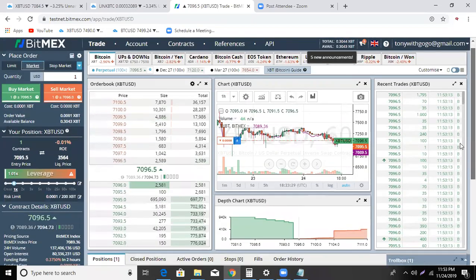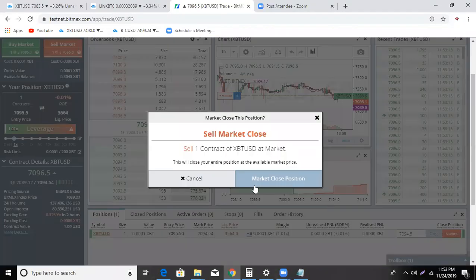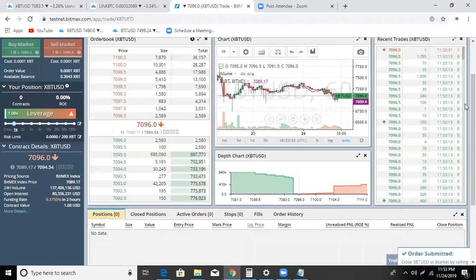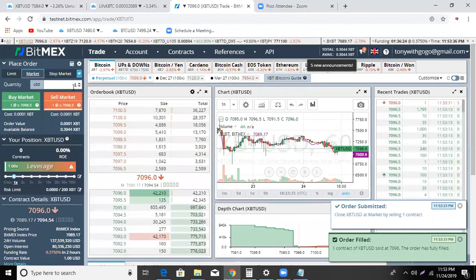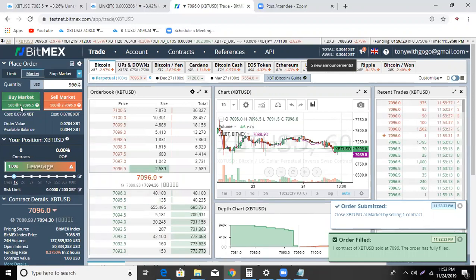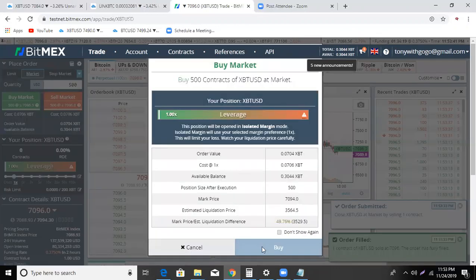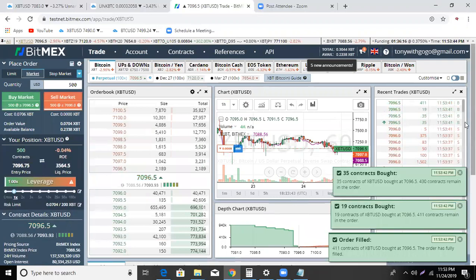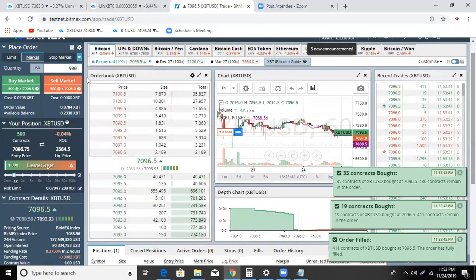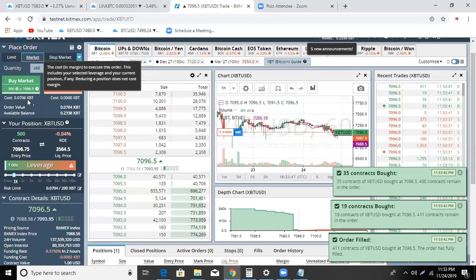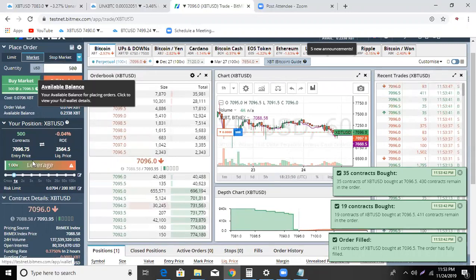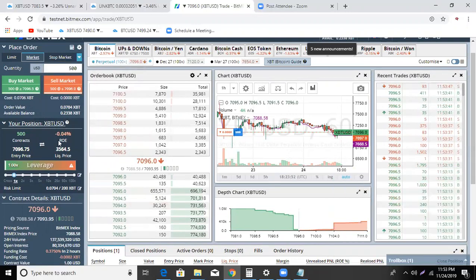so it's a very small value. Just a minute. Let me take, okay, I'm taking 500 contracts. Okay, I'm buying on market. So you can see on 500 contracts, my cost was 0.07 and my order value is also 0.07 because I'm using 1x. My ROE is 0.04%.